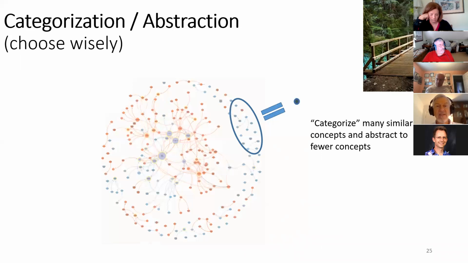But abstracting a number of concepts out gives you a fewer number of concepts. And when you do this, you do want to keep the causal connections, if appropriate. So that's a whole nother topic of conversation for the group.